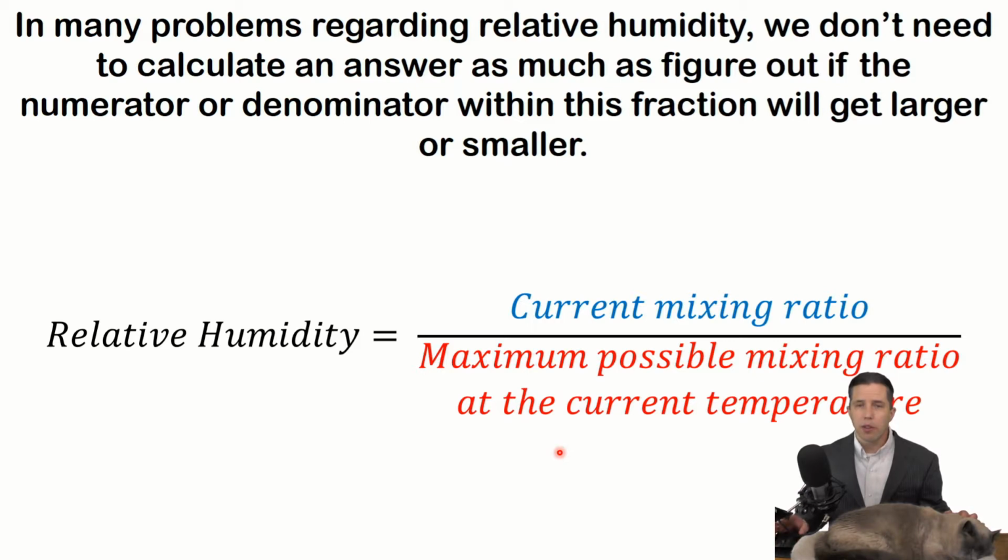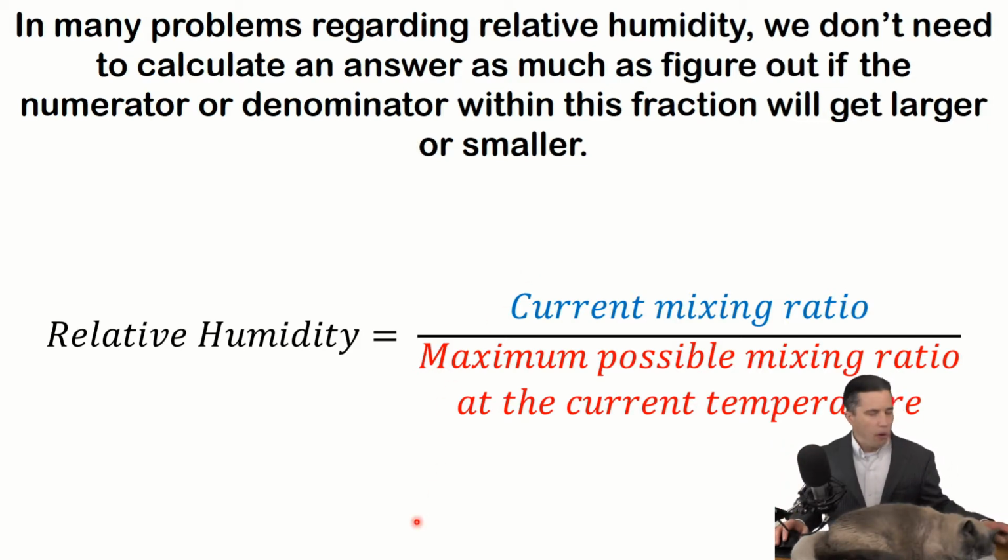Now these problems that we're going to see, we're trying to figure out how relative humidity is going to change. So we're going to change the temperature, we're going to change the mixing ratio. So keep in mind that even though I use the word current in here, we're projecting into the future of something that's going to happen. So it won't be current.